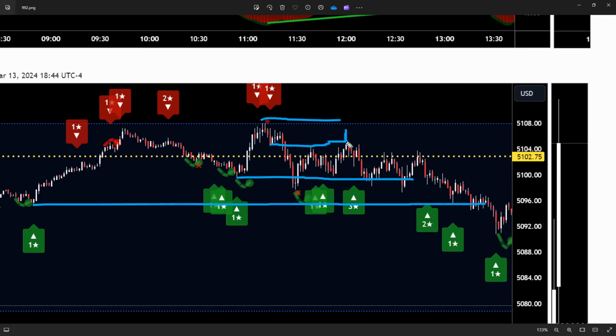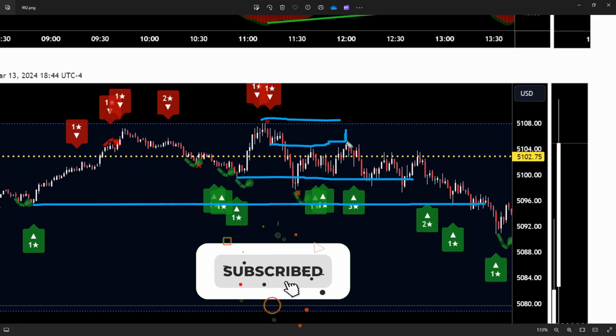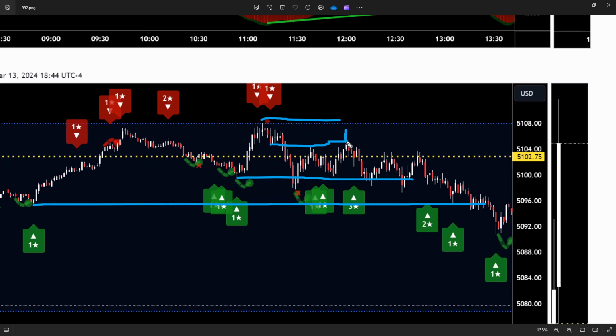So with ICT, we took one break even trade. With Loon, we took one break even trade. Second trade, we made it to our first take profit, and then we got stopped out on the second half of our trade for break even.